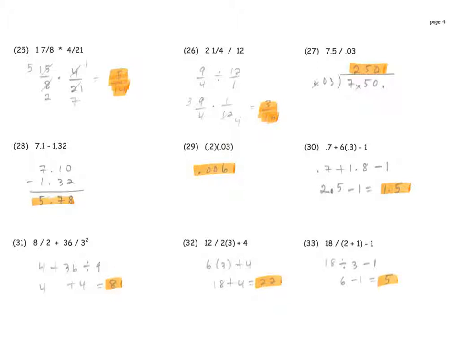Again, over here, this is a very tricky problem, number 32, because people always want to multiply first, even though division is first in order. First, you have to do 12 divided by 2 and get 6. 6 times 3 is 18, and last comes plus 4.